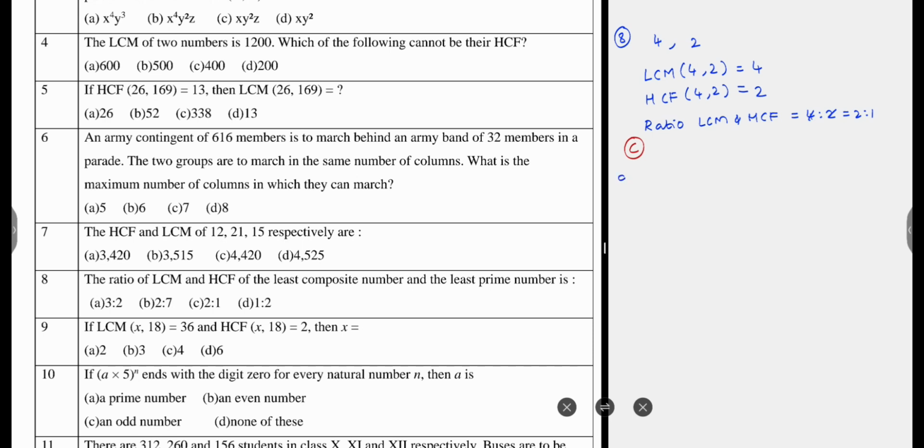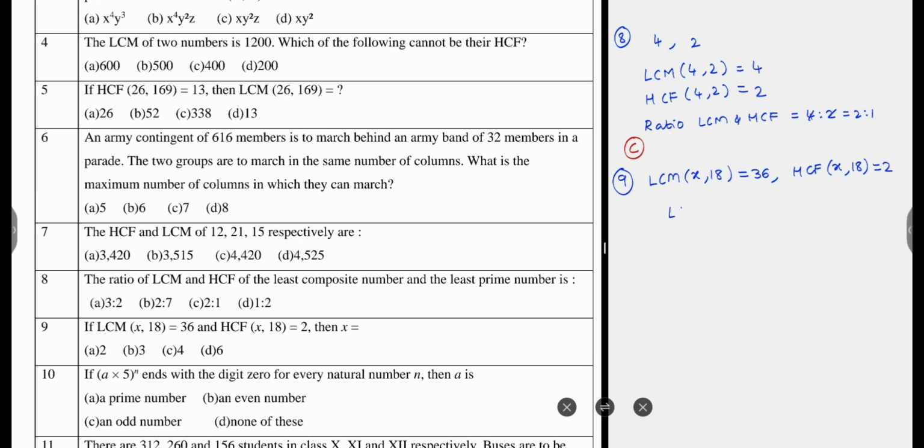Now question number 9. In question number 9, it is again about LCM into HCF is equal to the product of two numbers. It is given LCM of x comma 18 is equal to 36, and HCF of x comma 18 is equal to 2. We have to find out the value of x here.